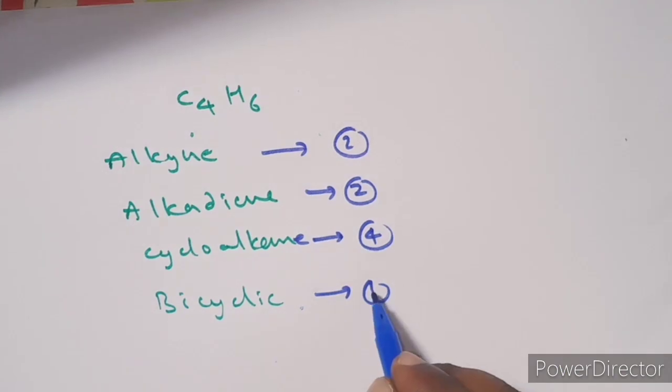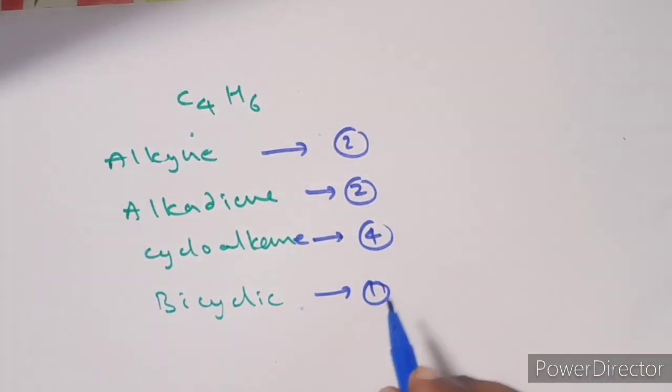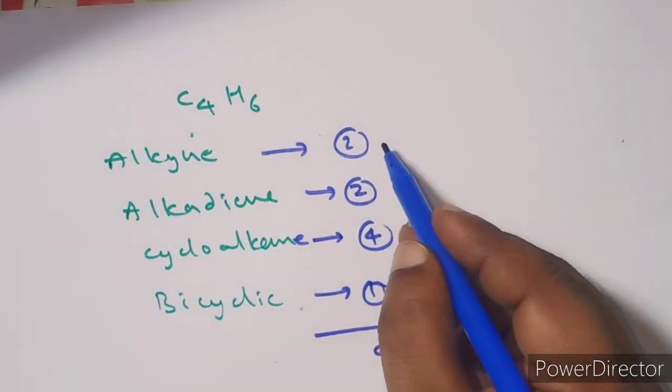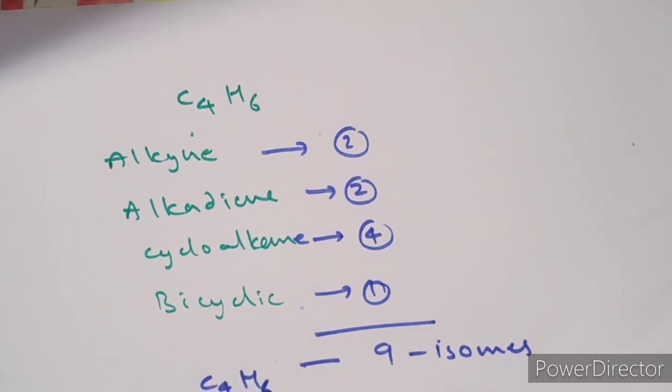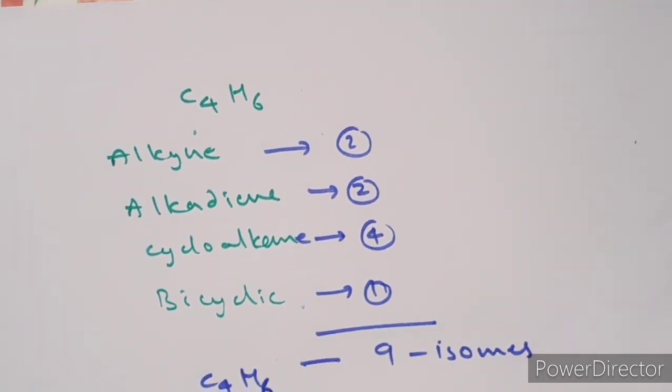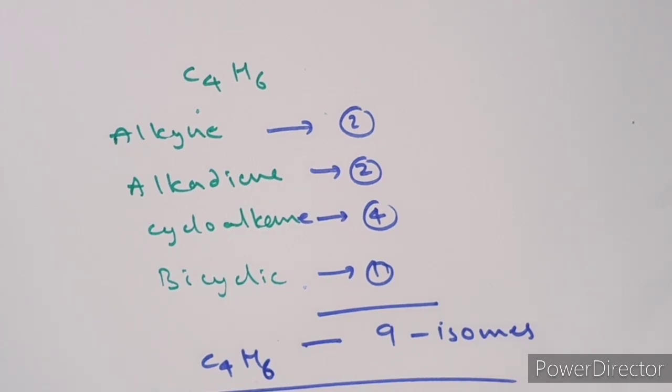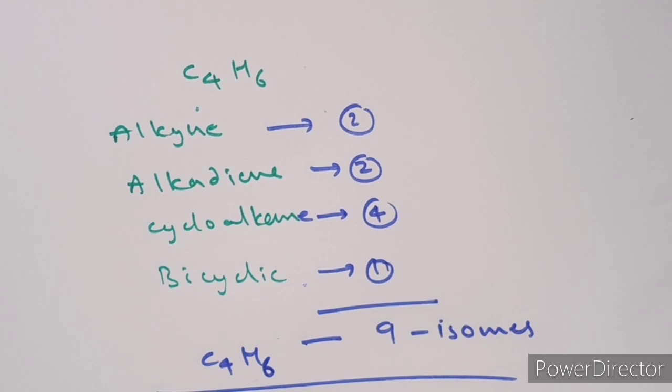So now the total number of isomers is how many? Total number of isomers is 9 isomers we are writing. 2 plus 2 is 4, 4 plus 4 is 8, 8 plus 1 is 9. So 9 isomers with the C4H6 molecular formula. Like this, guys, if any question is there with the molecular formula of alkynes, you must remember to write all these possible compounds. Then only you will get the correct total number of isomers. So follow this way, guys, to write all the correct number of possible isomers of unsaturated hydrocarbons. So your answer will be correct.